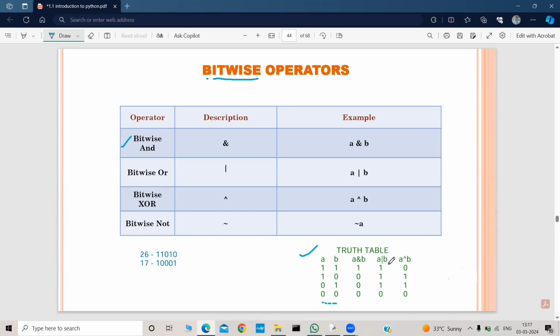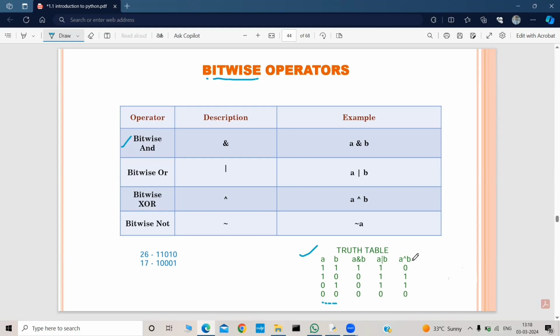Next one was A bitwise OR B. The rule for bitwise OR was, if any one of the bits is 1, then the result will be 1. If you consider the first case, 1 and 1, both are 1, so the result will be 1. Here 1 and 0, the rule was that at least one bit has 1. Here A equals 1, so the final result will be 1. Here B equals 1, at least one bit has 1, so it was 1. And here both are zeros, there are no ones in this case, so the result will be 0.